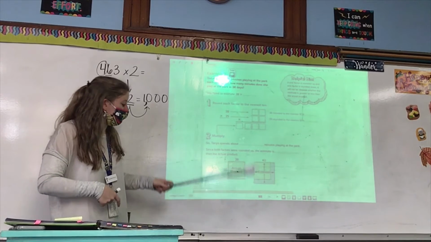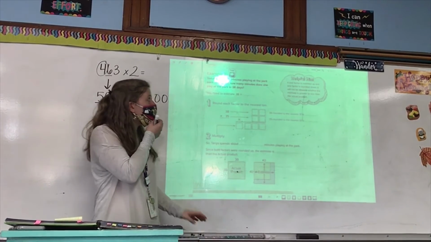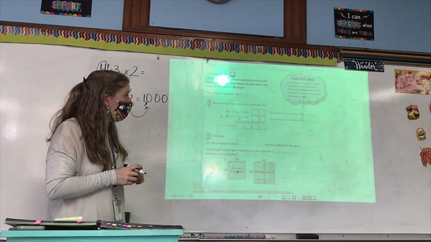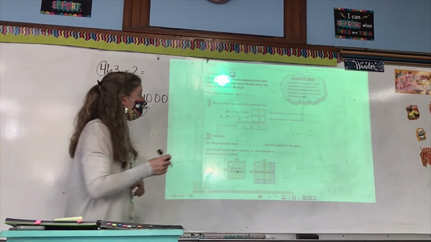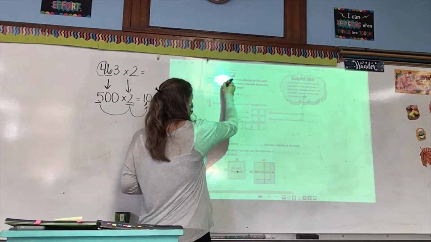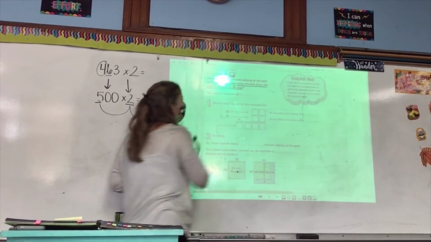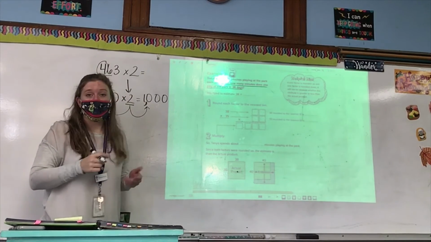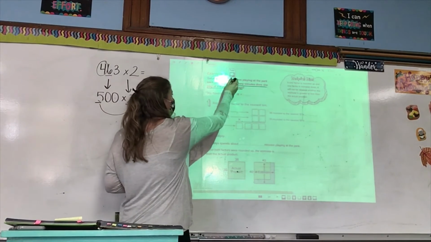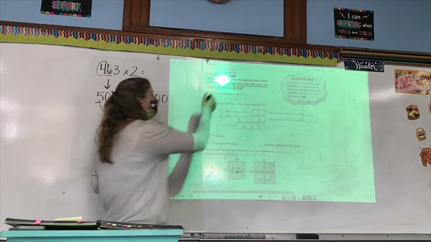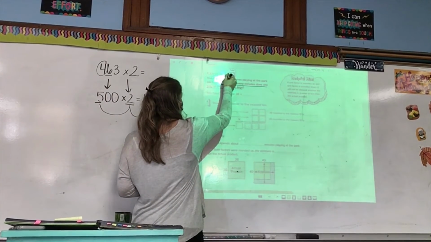Example 2 says, Tanya spends 35 minutes playing at the park each day. About how many minutes does she play at the park in 38 days? Well, first, I underline my question. I see the word about, which means I'm doing what, class? Estimation.